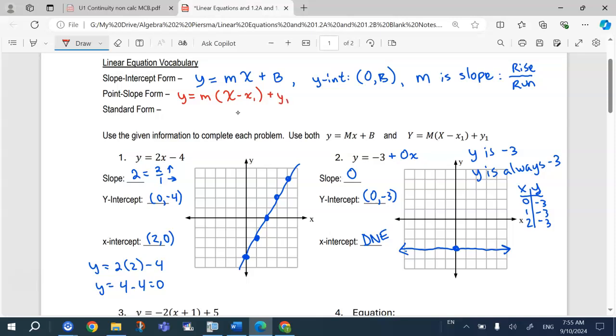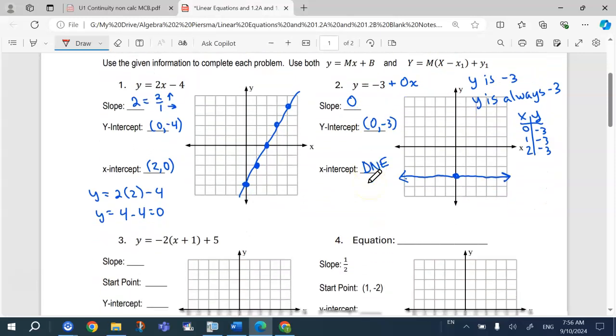Now in this case, m is still the slope, so we can still use that it's rise over run. Whatever's in front of the parentheses is the slope. And then the x1 and y1 is any point on the line. All right, so let's do two examples here.